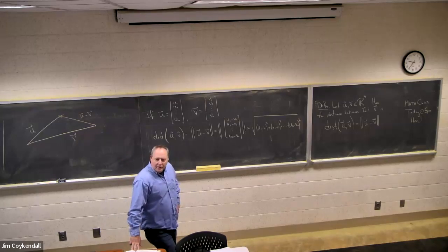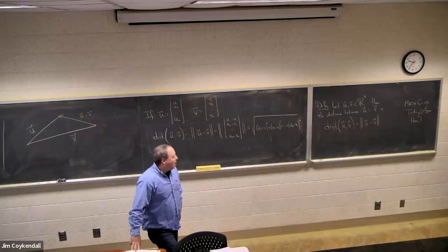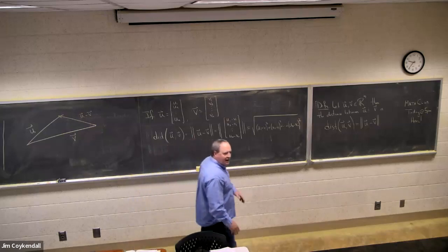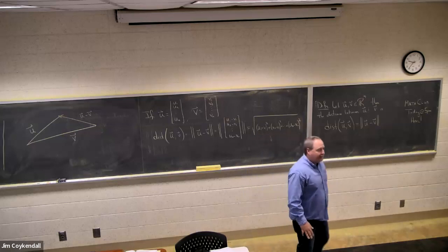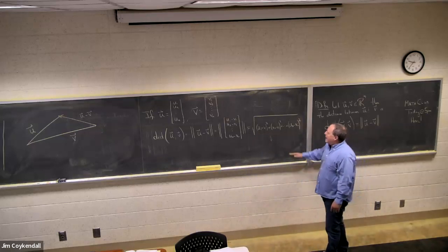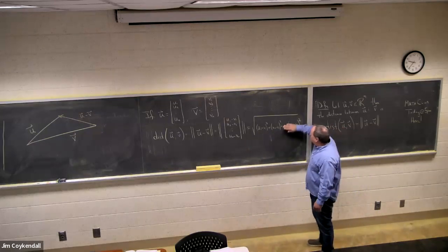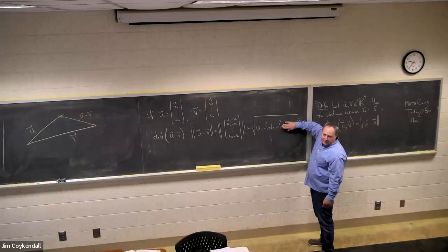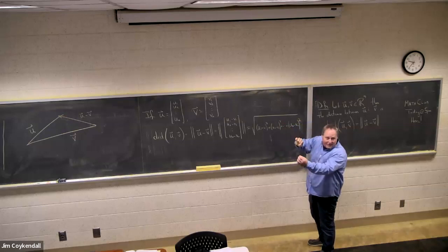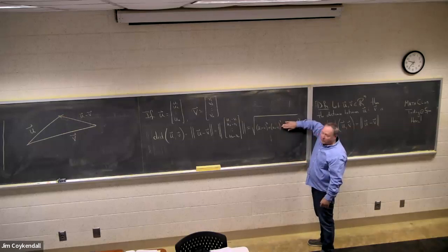You all have encountered this before, probably even as far back as high school. What happens in the case that n equals 2? What does this measure? Does this look familiar? This is the distance formula between 2 points in a plane. The two operative points here would be the heads of the vectors.